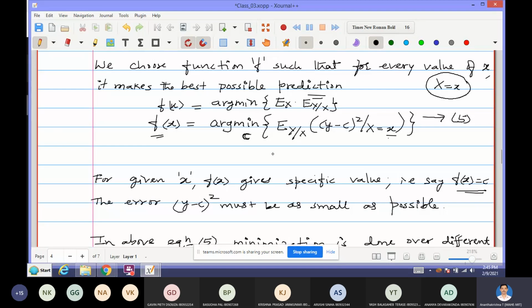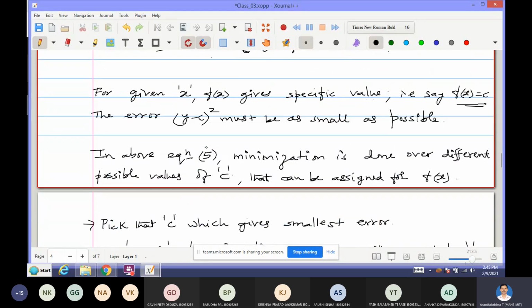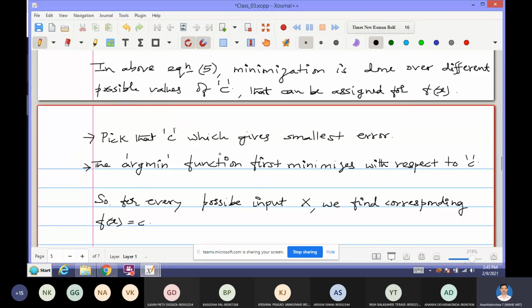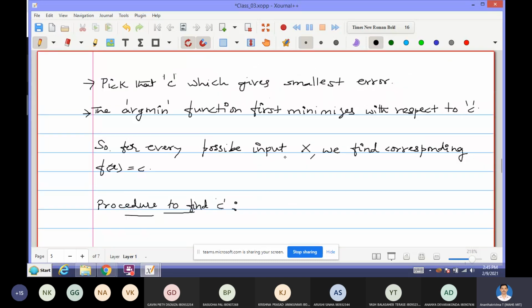So again I repeat, here the functional form of f is not assumed, and because we have not assumed the functional form, there may be a possibility of overfitting. That problem may be there. These points I think I have said: pick that c which gives the smallest error. Okay, fine.